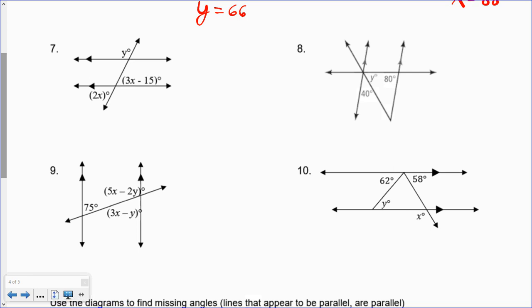Actually, when you guys finish 7, pause for a second, because there's something I have to say about number 9. Finish 7.